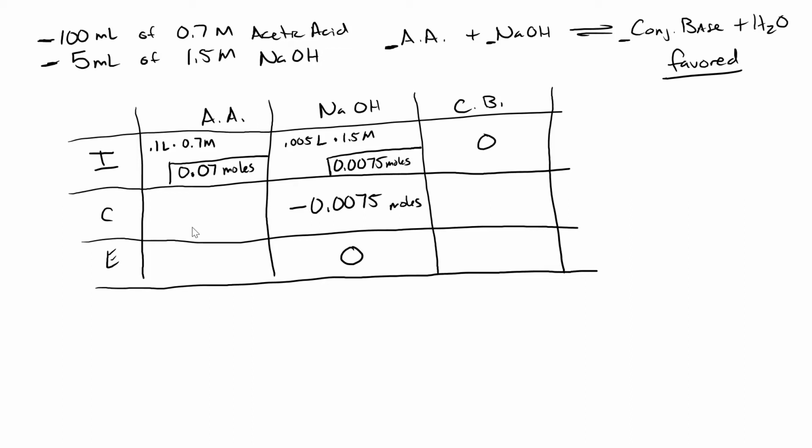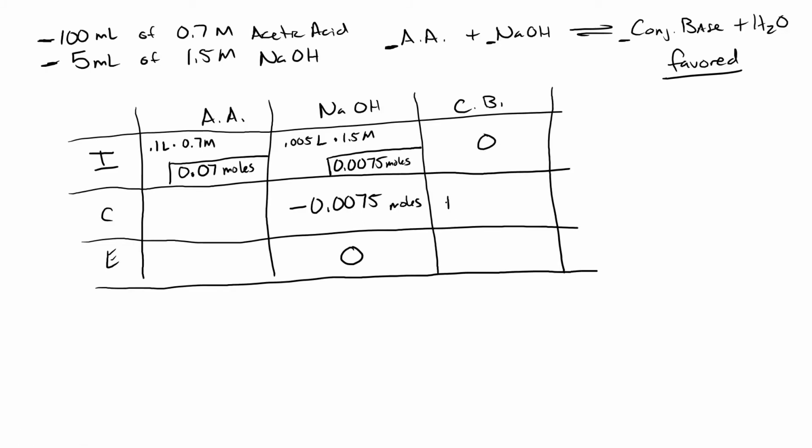So now, once we know one of these change values, we can figure out the others because they all have the same stoichiometric coefficient. That means that the products will go up by the same amount that the reactants go down. Right? And then we can fill in this here. So this comes out to be 0.0625 moles of acetic acid. And of course over here we just have 0.0075 moles of conjugate base.